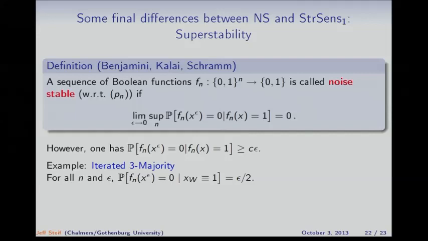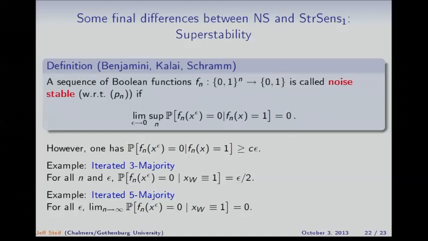Something really weird and different happens with the 5 majority function, which is described here. This is the last thing I'm going to say. What happens is something which cannot happen in ordinary noise sensitivity. No matter which epsilon you take, even if you take epsilon extremely close to 1, lots of noise, if you condition on a 1 witness for the 5 majority and look at the probability it gets switched by the perturbation, as n goes to infinity, this turns out to be equal to 0. You don't take a limit as epsilon goes to 0.